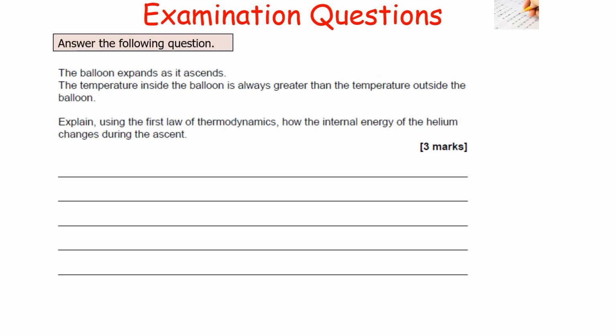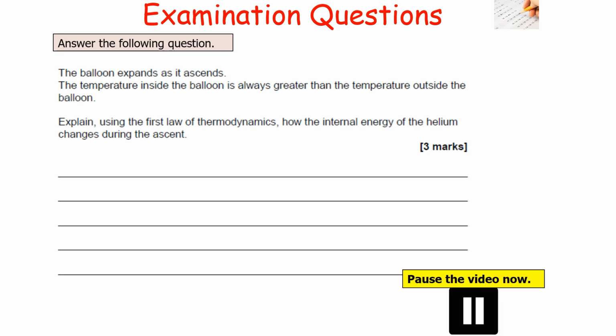Our next question says that for this balloon, the same balloon expands as it ascends. The temperature inside the balloon is always greater than the temperature outside the balloon. Explain by using the first law of thermodynamics how the internal energy of the helium changes during the ascent. So pause the video now, then unpause the video when you want to go through your answer.